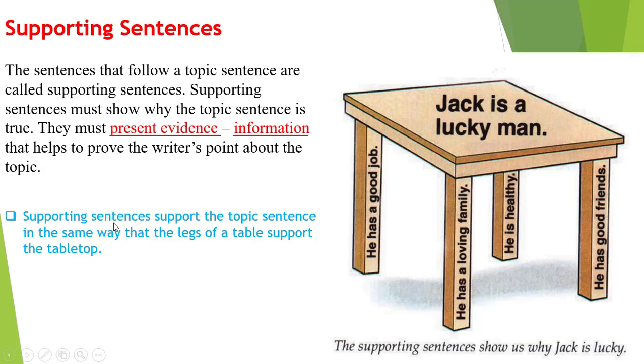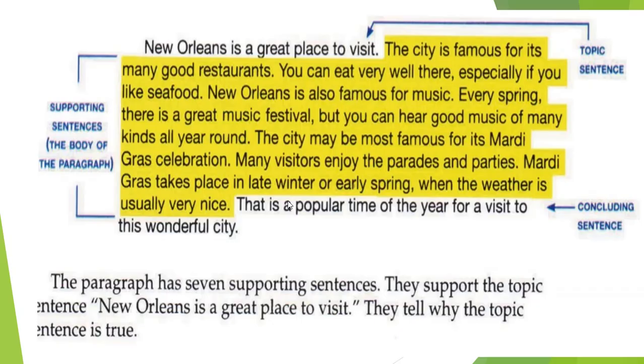Okay, supporting sentences support the topic sentence in the same way that the legs of a table support the table. For example, here we have one table. For one table we have four legs that support this table, that keep this table standing. Okay, so the same way goes for the supporting sentences of a paragraph.